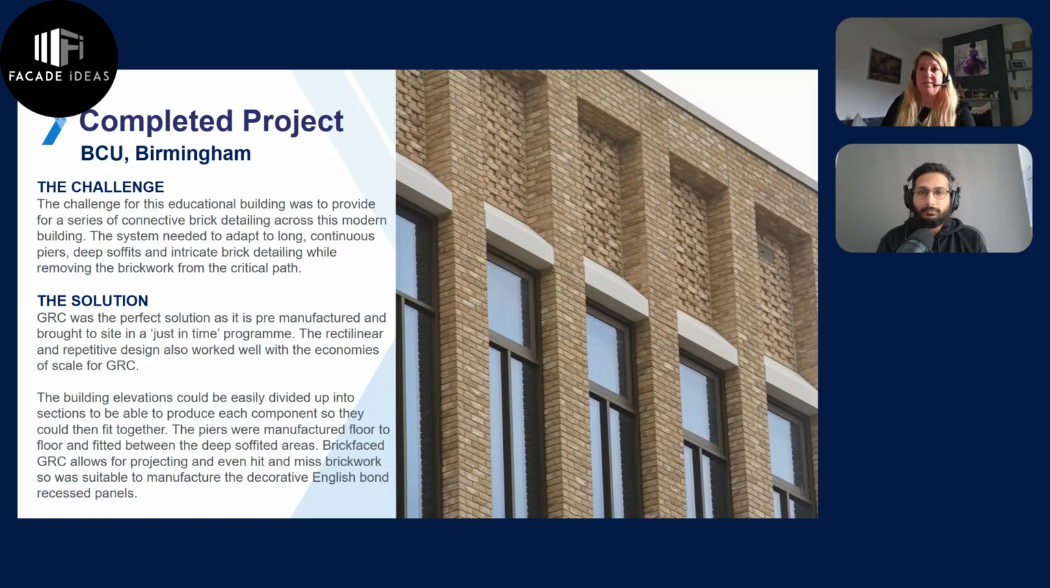So we had those piers that span from floor to floor. We had those very deep soffit panels. And then we had the projecting brickwork in the recessed panels as well. So GRC met the requirements perfectly for that because it was a very uniform design right the way across the elevation. So for economies of scale, repetitive detailing is key for GRC, but it does lend itself to very beautiful, complex building.